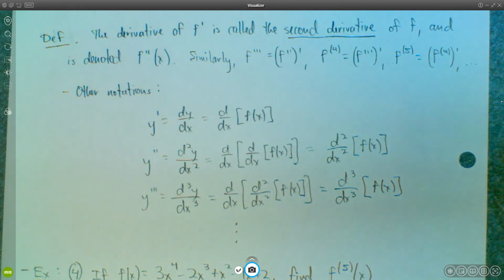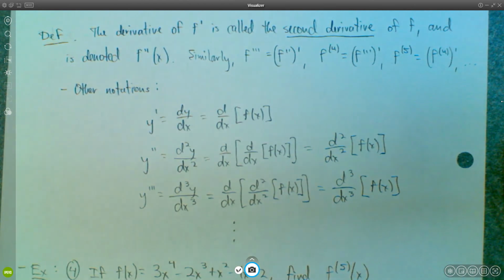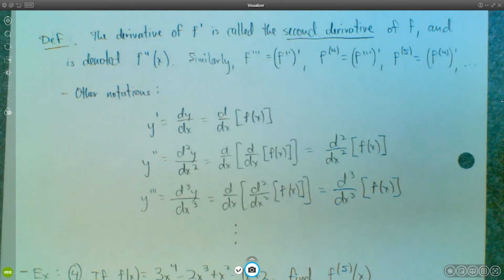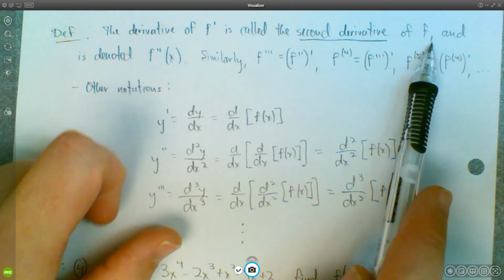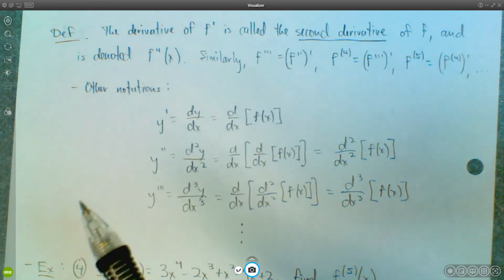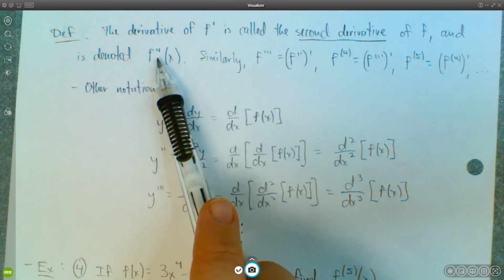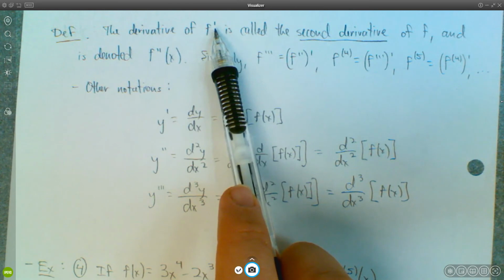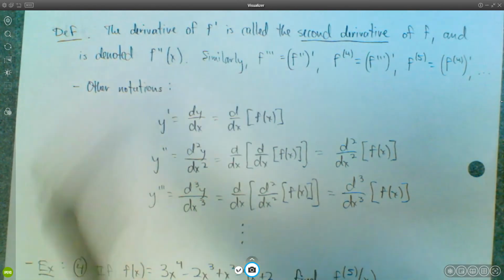I want to talk about higher order derivatives. They're not complicated. A higher order derivative is just the derivative of a lower order derivative. So in other words, the derivative of f prime is called the second derivative of f, and we denote it by f double prime. Sorry, f double prime of x is just the derivative of f prime of x.